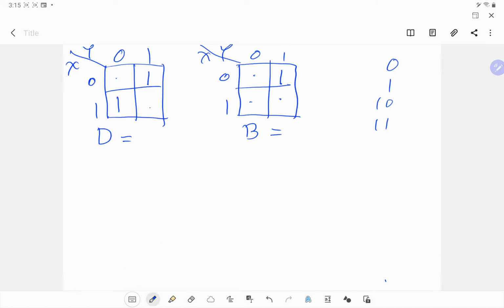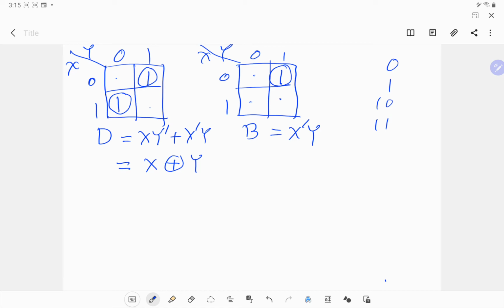Now, what is the function for D? We need to consider each of the ones individually. So x y prime plus, for that one, x prime y. This is actually an exclusive OR between x and y. And for B, it gives us x prime y, a single term.